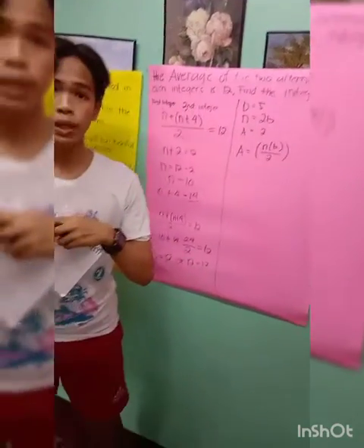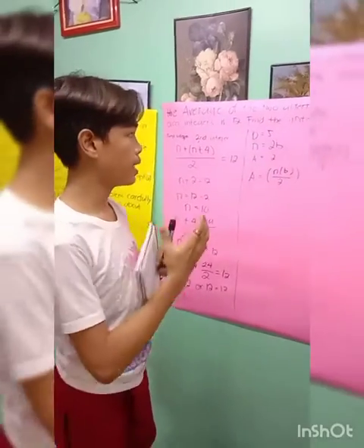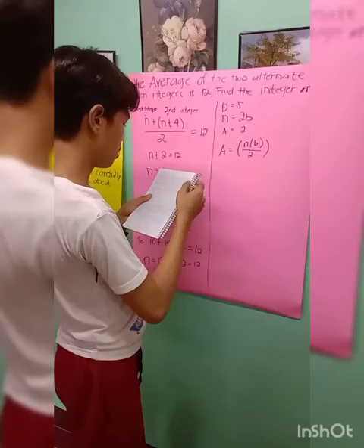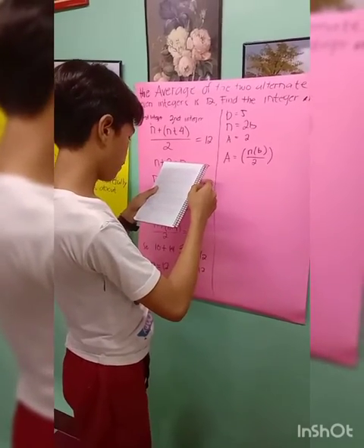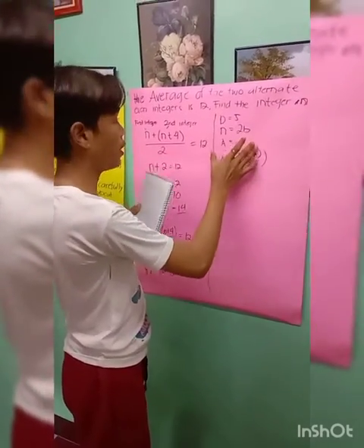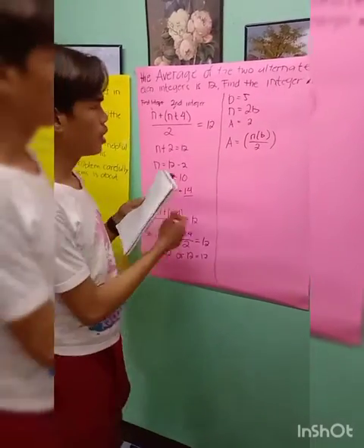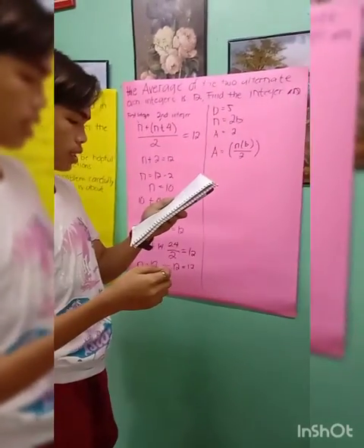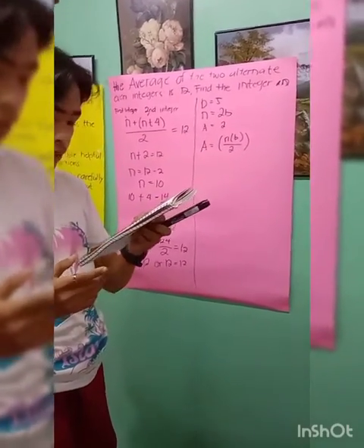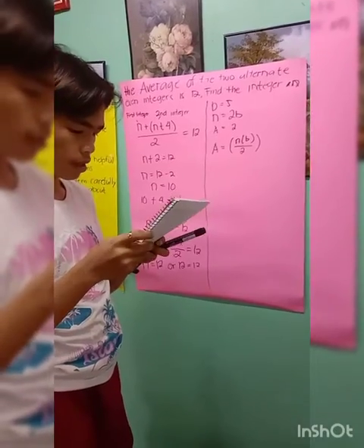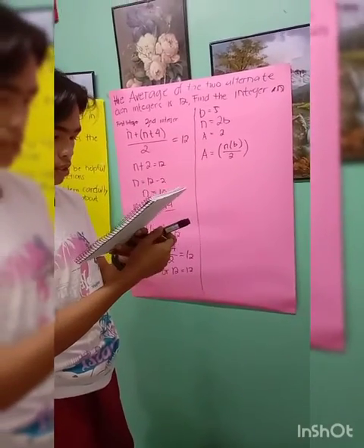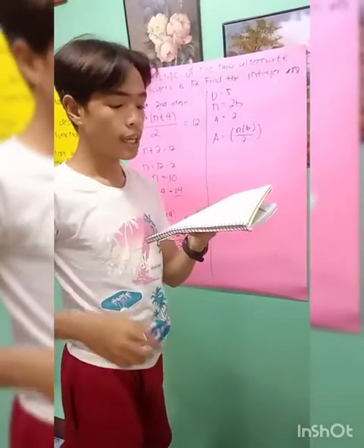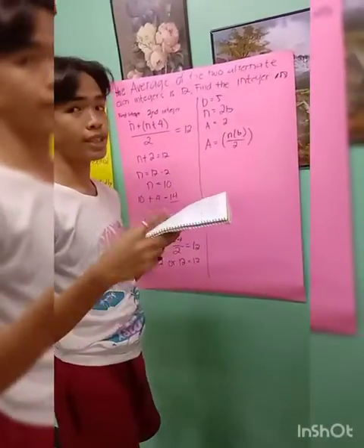Bago tayo magpatuloy, i-explain ko muna bakit ito yung mga in-identify ko. Ano ba ang b? Ang b is base. Ang base niya kasi is 5 inches. Ang height naman niya is 2b, which is twice its base.